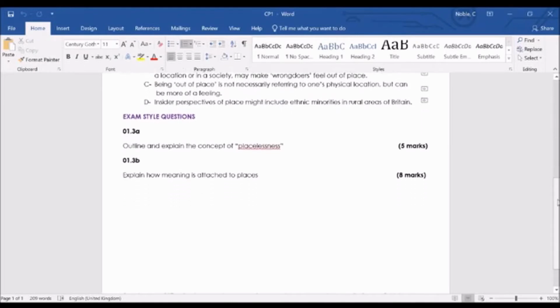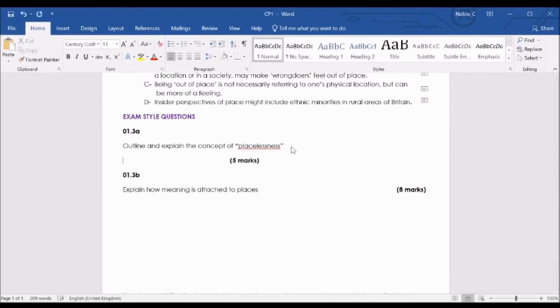The third question is about the concept of placelessness, and you'll again find some notes about this in your notes from lesson 4 of the Changing Places topic. And you really need to make sure that for 5 marks you're defining what placelessness is, but also explaining what it means. It's really useful as well if you can give an example of the sort of place that might be defined as placeless, or that which doesn't have meaning.